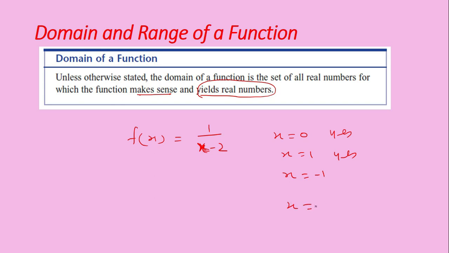But can you give x is equal to 2? No, because x is equal to 2 makes the denominator 0, that will be infinity. The answer will be infinity. The function is not defined for x is equal to 2. So all these values, x is 0, x is 1, x is negative 1, x is equal to 100, x is equal to minus 1000, anything can be given except the value 2.